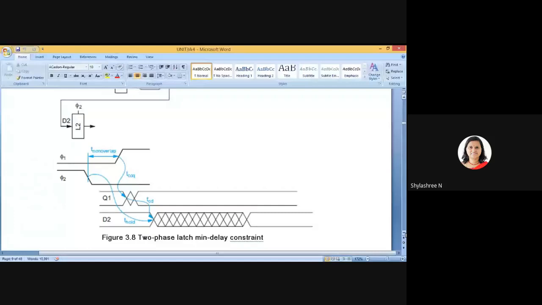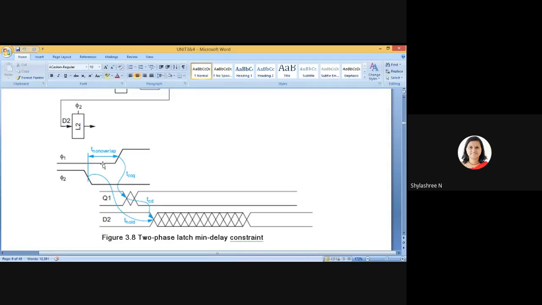Now, we'll explain still further about this. What is this T non-overlap? Suppose you make this T non-overlap sufficiently large, what happens? Hold time failure can be avoided if you make this T non-overlap sufficiently large. So it prevents the data from catching up with another.